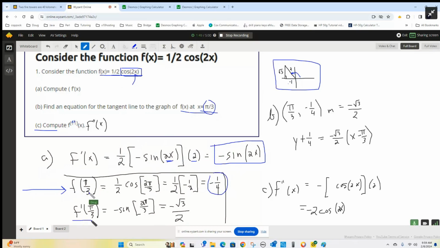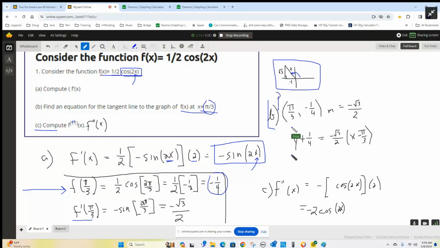And if we find f prime of pi over 3, we'll find the slope of the tangent line at that point. So put pi over 3 in here. And the opposite of the sine of 2 pi over 3 is negative radical 3 over 2. Okay, so now for part B to finish up, we know a point and we know the slope.